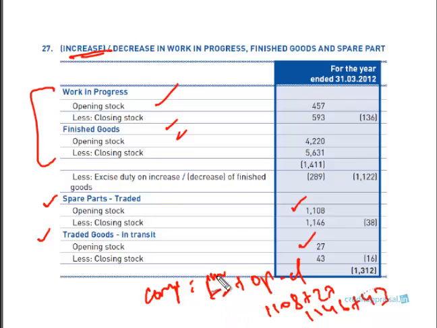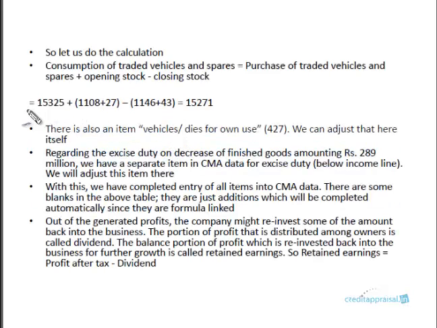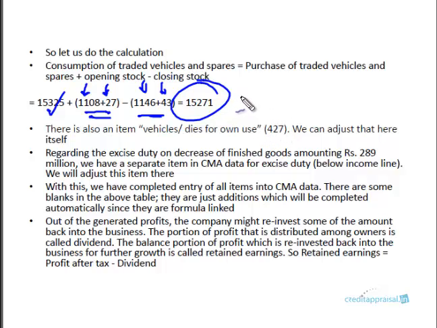And purchases is what we had in the previous slide. What is the purchase amount? 15325, right? So let us have the entry. Consumption is purchases plus opening minus closing, where this is the purchase amount, this is the opening of spares and traded goods, and minus the closing of traded and spare parts. So put together, this is the figure you have to enter in the CMA data. You have to add it to the raw material.